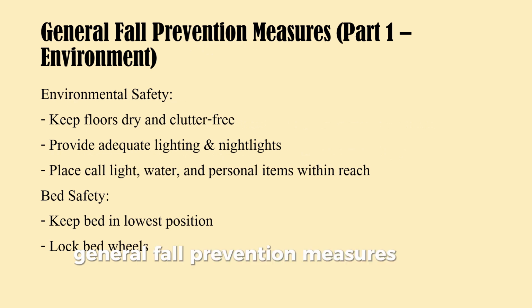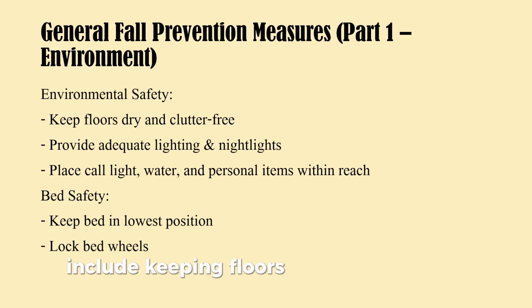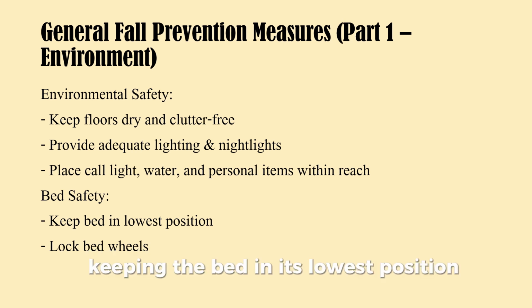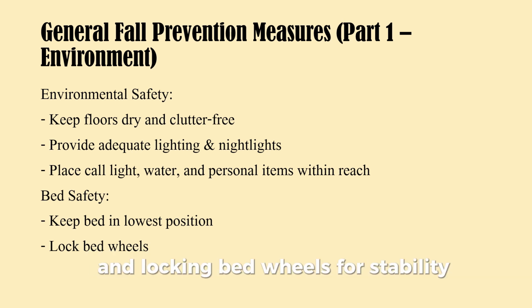General fall prevention measures for the environment include keeping floors dry and clutter free, providing adequate lighting and nightlights, placing call lights and personal items within reach, keeping the bed in its lowest position, and locking bed wheels for stability.